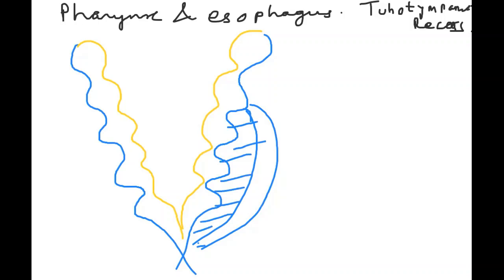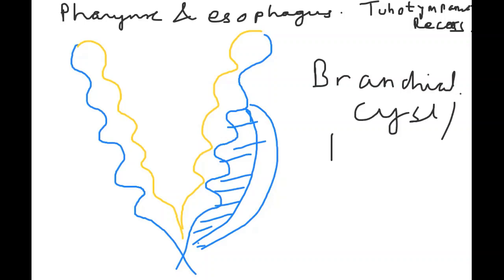Normally this cyst is filled up with the mesenchymal tissue and hence is obliterated. But if it continues to persist, it leads to the formation of branchial cyst. And if it opens out into the skin, it is the branchial fistula. Okay, so now we have covered the branchial cyst and the branchial fistula as well.